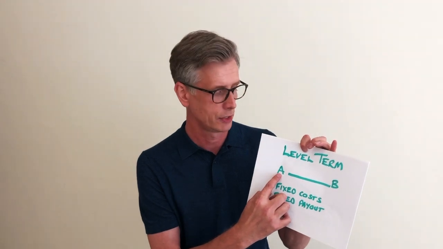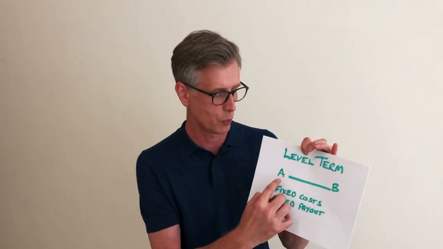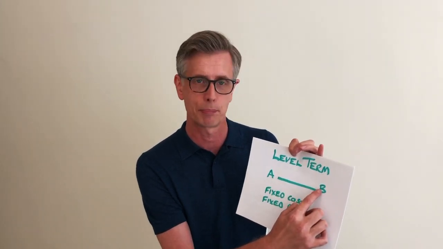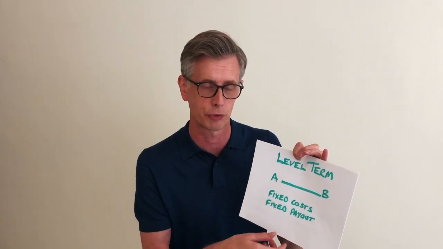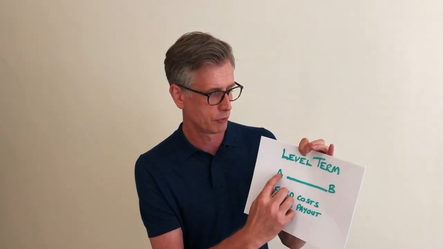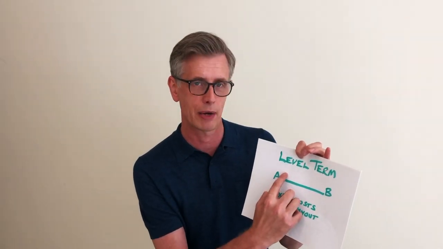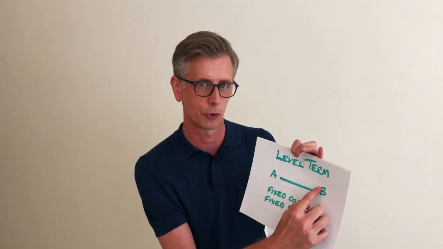It starts at point A and runs to point B, a predetermined period of time. So when your children are born, it may start, or you may create one, and the point B may be, of course, when they leave university and become less of a financial responsibility. A level term policy will typically have fixed costs. So if it's £100 a month here, it stays £100 a month throughout its total term.